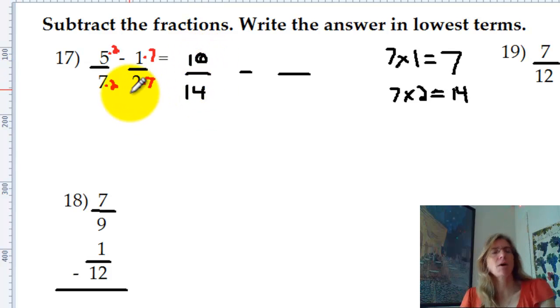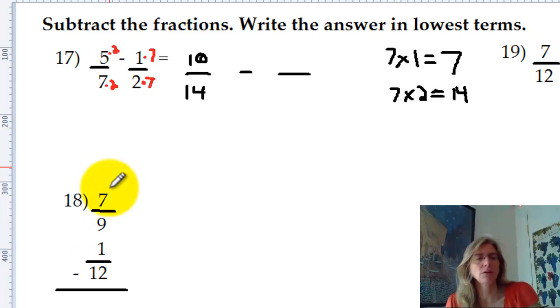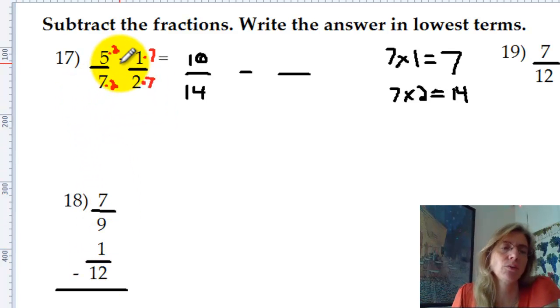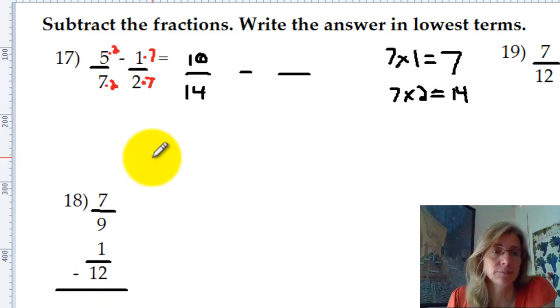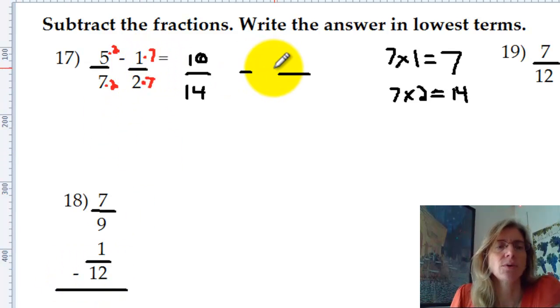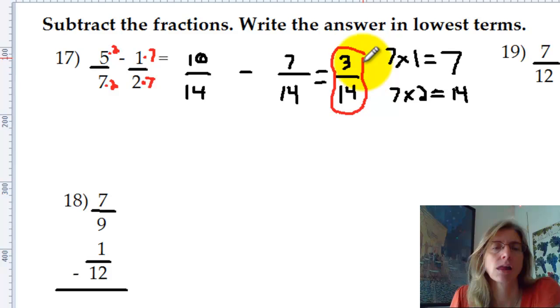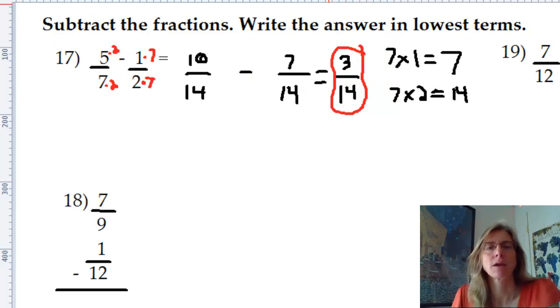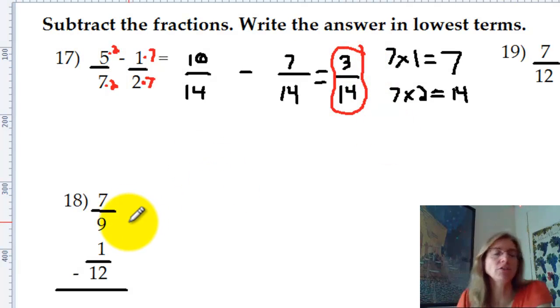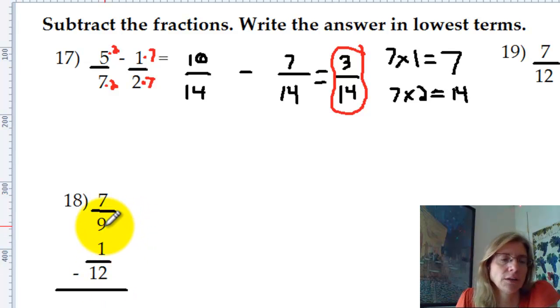So regardless of whether a problem is set up horizontally or vertically, you have to find a common denominator in order to subtract or add. 7 times 1 is 7. 2 times 7 is 14. So now we can subtract across this way. 7 minus 10 is 3. And this answer is 3/14 for number 17.